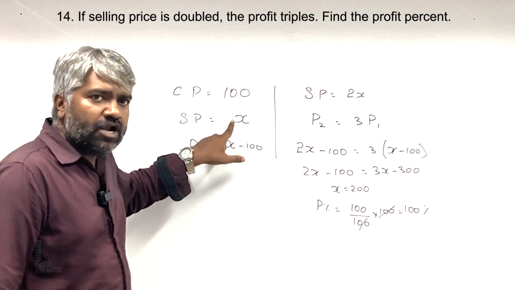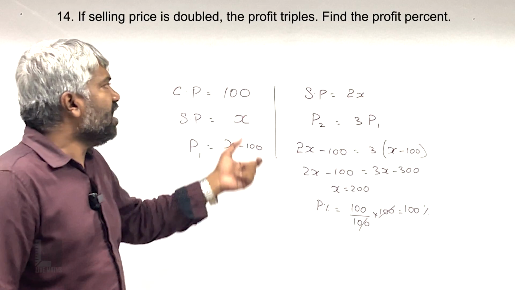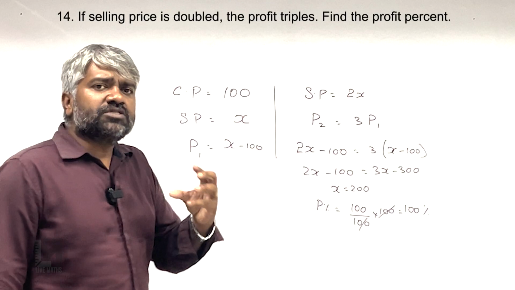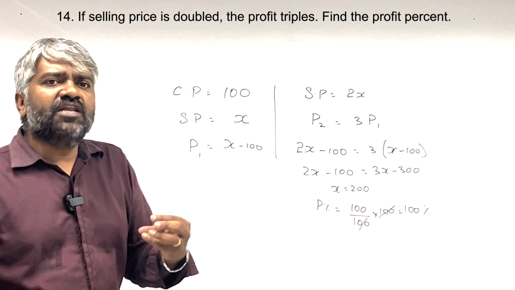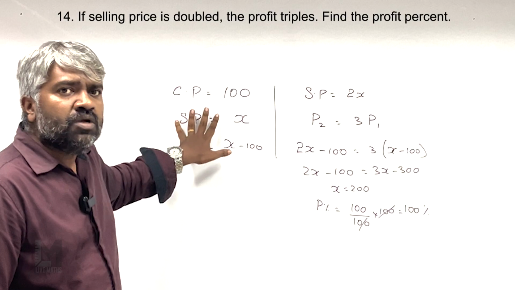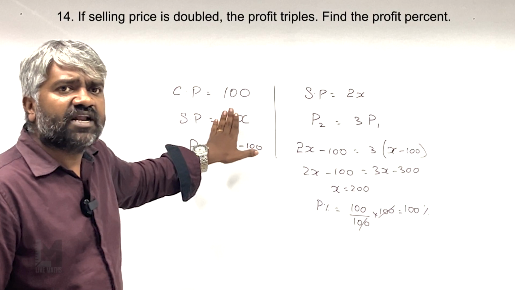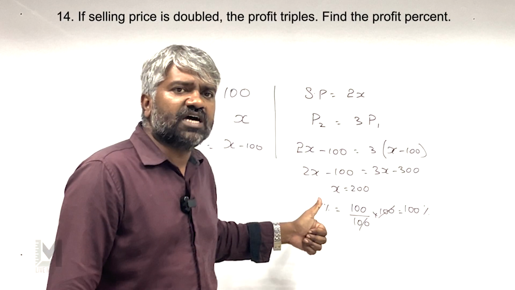Even if you take 10 rupees, 12 rupees, 100 rupees, 1 lakh also. Why I am taking 100 is because 100 is a number which is easy to multiply, easy to divide, and easy for any type of calculation. So, I suggest you take cost price as 100 in the difficult questions, right. I hope you are clear with this answer.